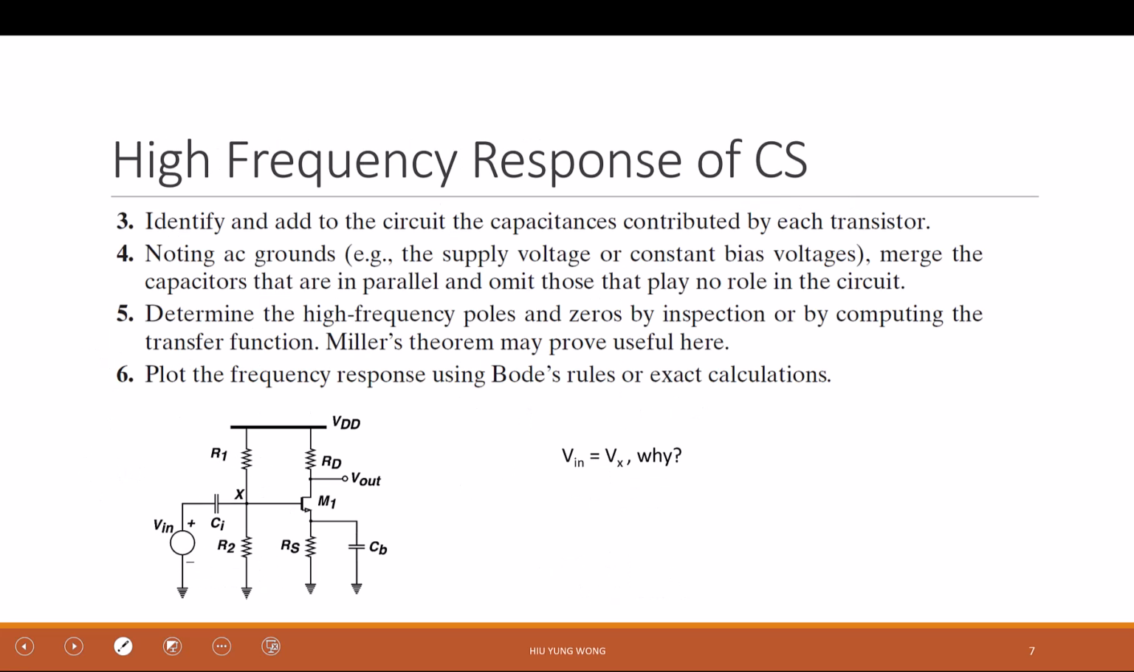And now we want to go to high frequency. Last time we have not covered this. As I said, we are going to identify the capacitors contributed by the transistors, and then just apply whatever we want. And just a quick question for you: at this stage, when I'm doing the high frequency, I said Vin equals Vx. Why?